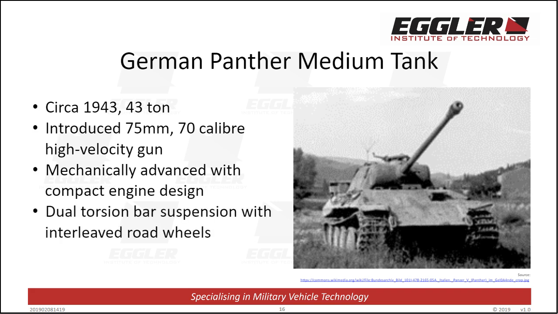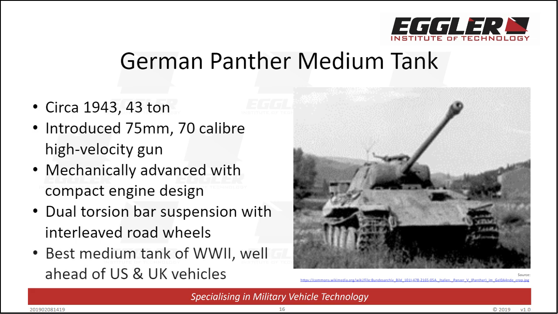It also used a novel dual torsion bar suspension design with interleaved road wheels. Whilst the interleaved road wheels provided very high levels of mobility, this design led to high levels of track separation due to dirt and ice build-up between the road wheels. It also required higher levels of maintenance to service the road wheels located on the inner side of the track. It's interesting to note that interleaved road wheel designs have not been used since World War II. This tank is considered the best medium tank of World War II, and well ahead of its peer tanks designed and manufactured in the US and UK.